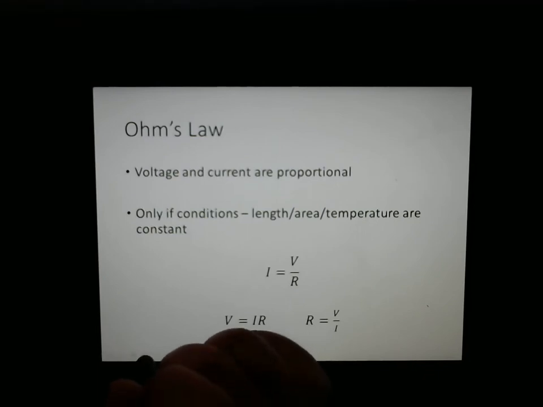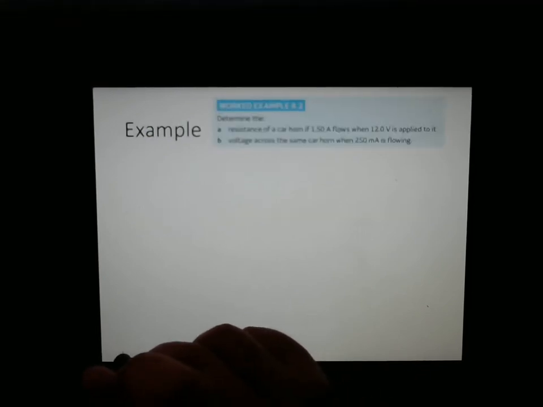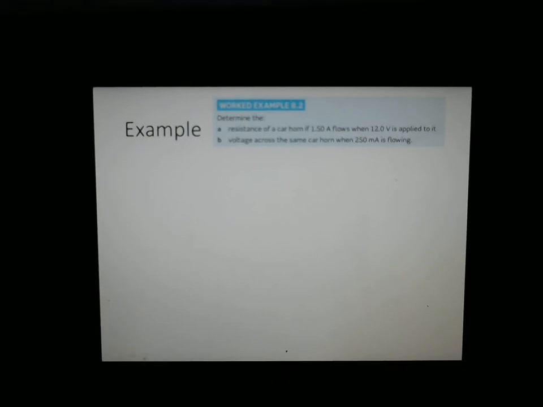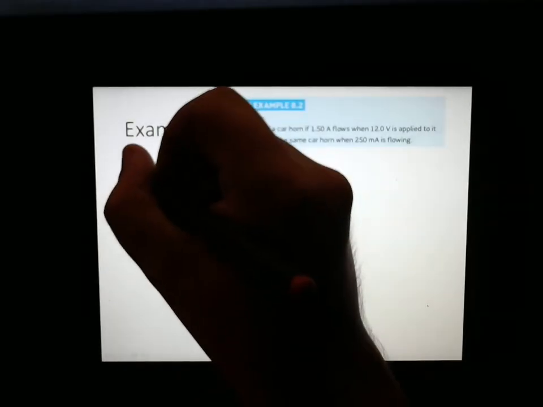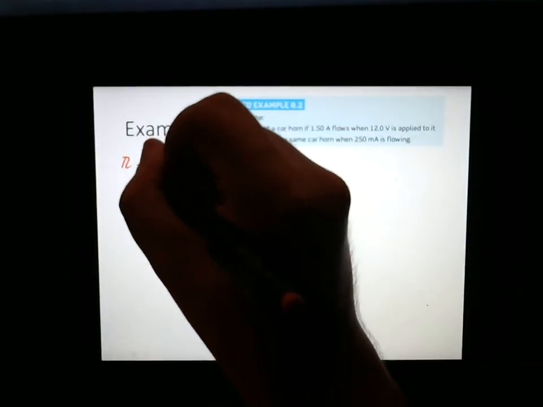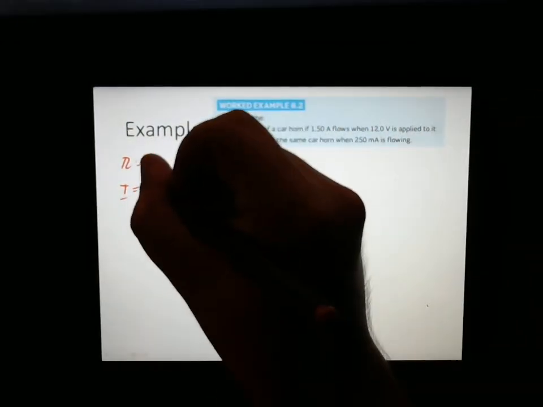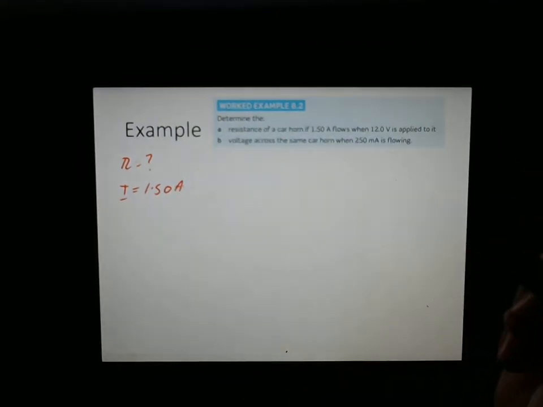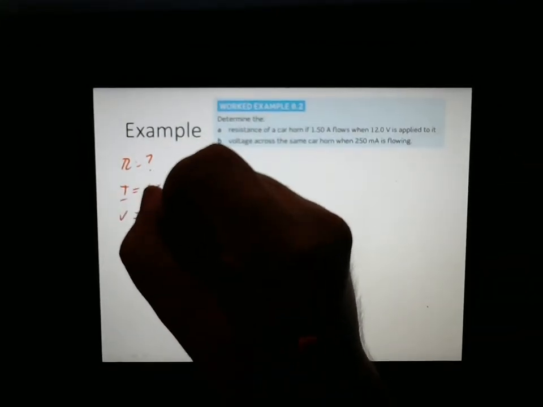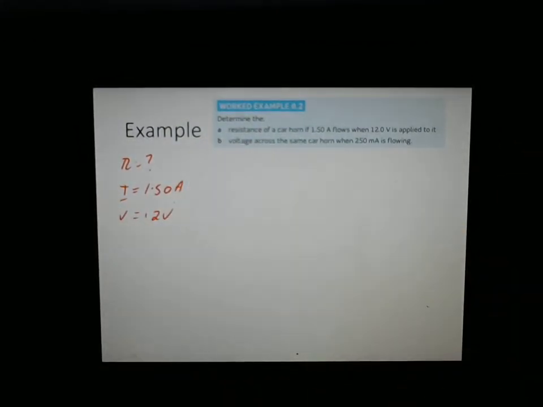Now, let's do an example. We have here, determine the resistance of a car horn if 1.5 ampere flows when 12 volts is applied to it. So let's use that last definition we have. We had that R is our unknown, we have that the current equals 1.50 amps, and we have that the voltage equals 12 volts. Okay.